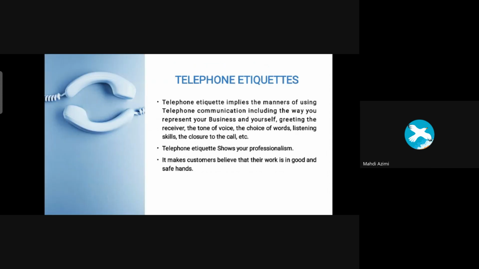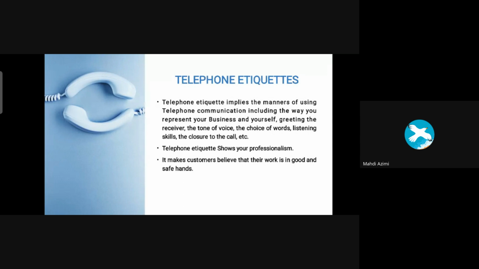Now we come to telephonic etiquette. The term etiquette means how to behave. It is how to behave systematically when we do not know a person and try to contact that person for the first time. It is our mannerism through which we behave, and that is considered etiquette.